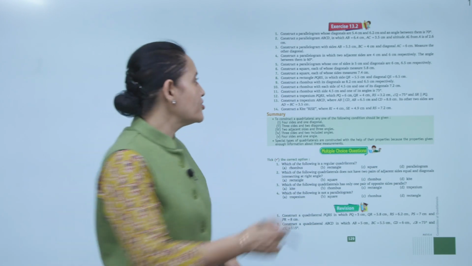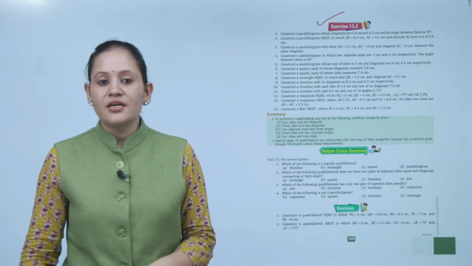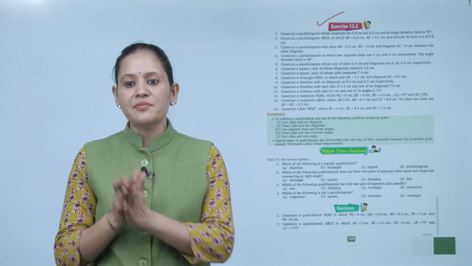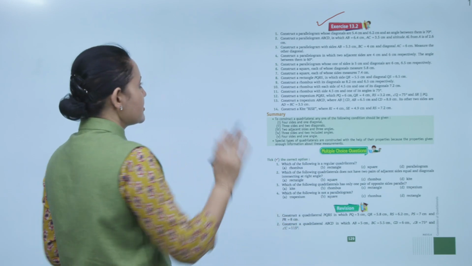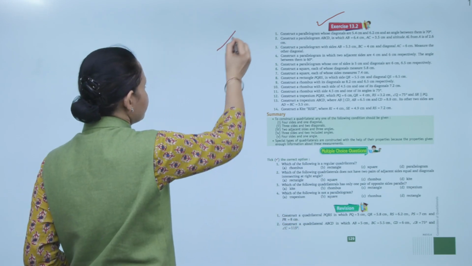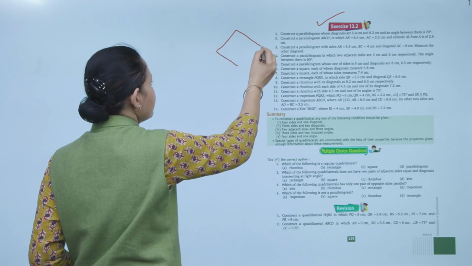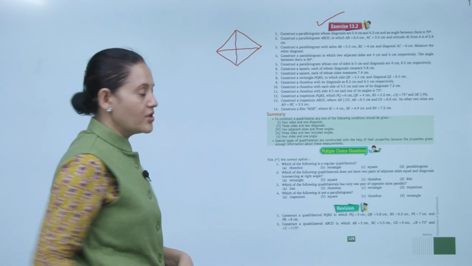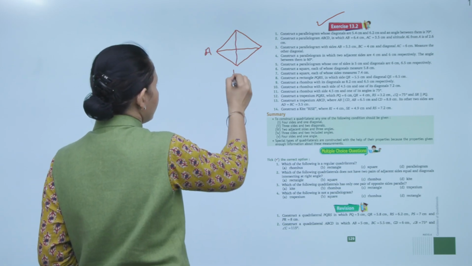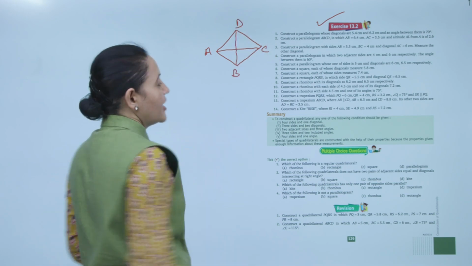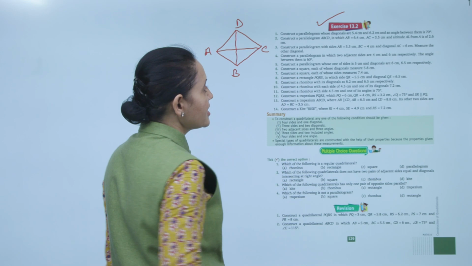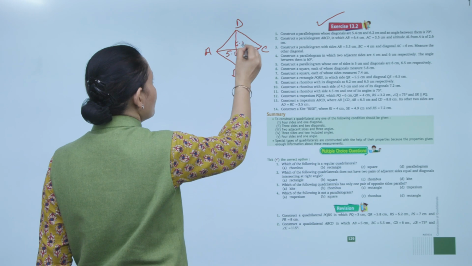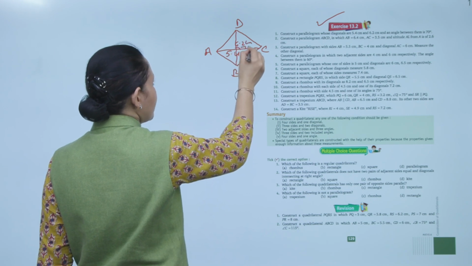Next is exercise 13.2. Construct a parallelogram whose diagonals are 5.4 centimeter and 6.2 centimeter. Angle between them is 70 degrees. Suppose first we'll draw a rough diagram. This is a parallelogram. So diagonals that are given to us, A, B, C and D, and diagonals are given 5.4 centimeter and 6.2 centimeter. Suppose this is 5.4 centimeter and this is 6.2 centimeter and the angle between them is 70 degrees.